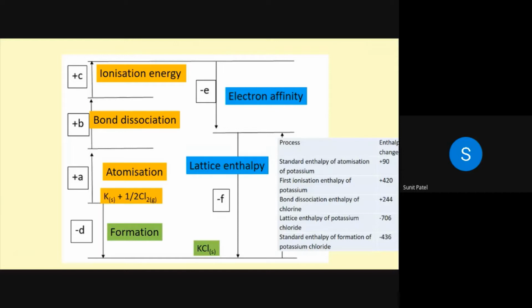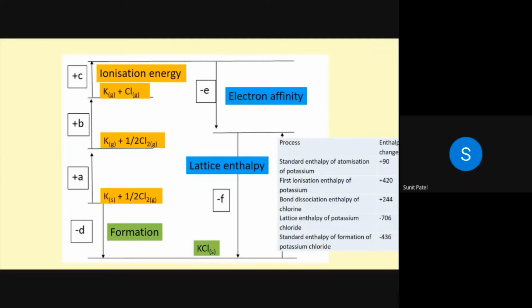So if I want to go up from potassium to the next level, what needs to happen is atomization. Atomization of what? That's the question. And what you do is, in a systematic way, start off with the metal. So if I atomize potassium, because that's the metal, remember the definition involves turning 1 mole of a substance into its gaseous form. There it is. The next level up is bond dissociation, and there we go, look here, it's the chlorine.